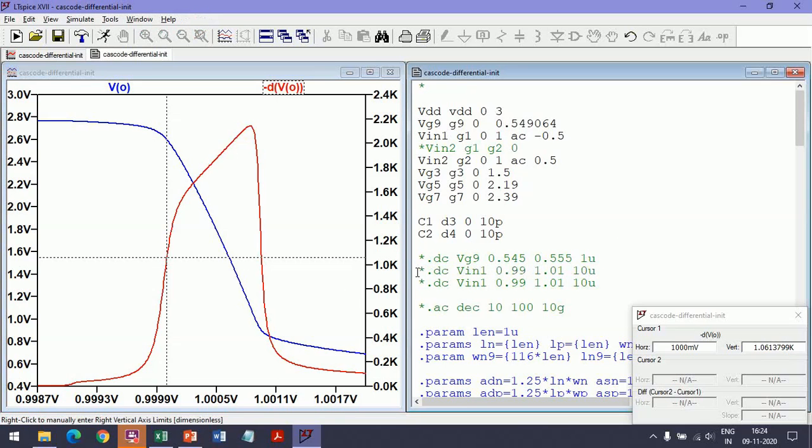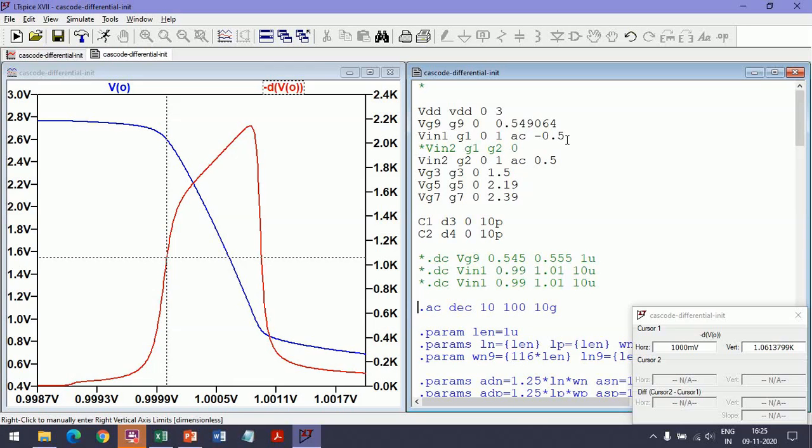So instead of DC, I'll do an AC. For doing AC, I'm applying an AC minus 0.5 at Vin1 and AC plus 0.5 at Vin2. Now why minus 0.5 and plus 0.5? So these are the AC inputs. To find the differential mode gain, on paper we apply a plus Vd by 2 and a minus Vd by 2 at the inputs, and then the differential mode gain is defined as VO over VD.